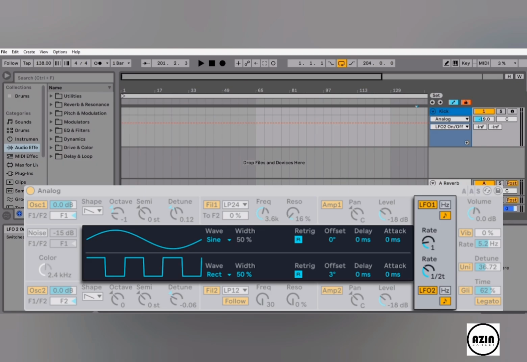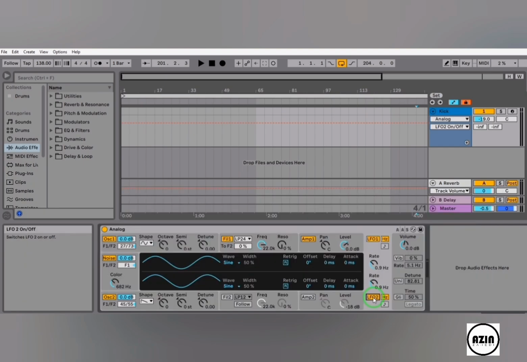LFO1 for slow pad movements, LFO2 for fast micromodulation or FM style. LFO1 sync, LFO2 free gives a hybrid rhythmic plus organic sound. Two modes, free or sync. In free mode, LFO speed is measured in hertz. It ignores the project tempo. Good for pads, analog movement, subtle pitch drift.